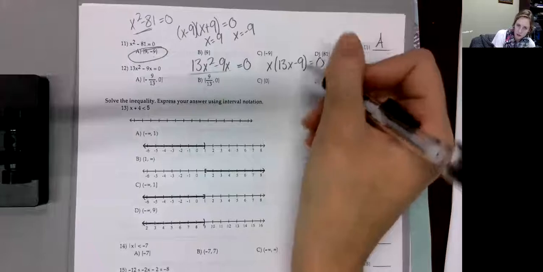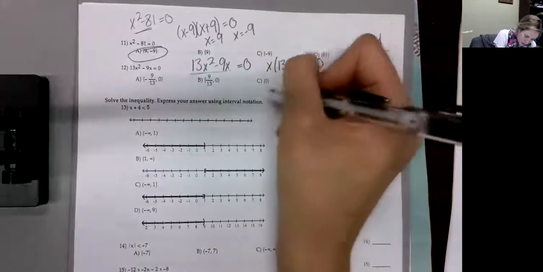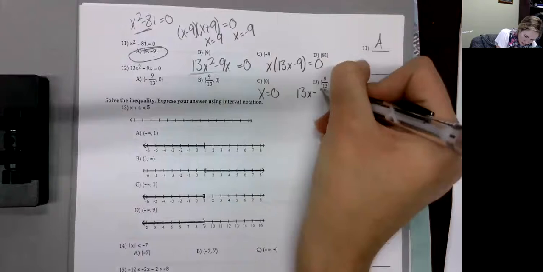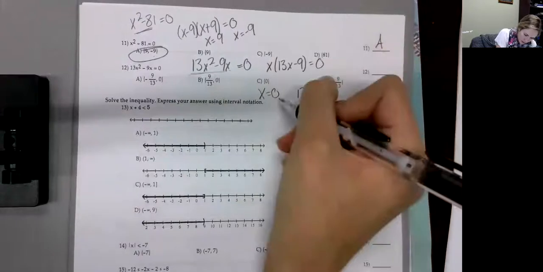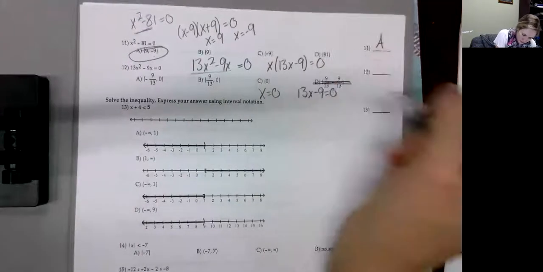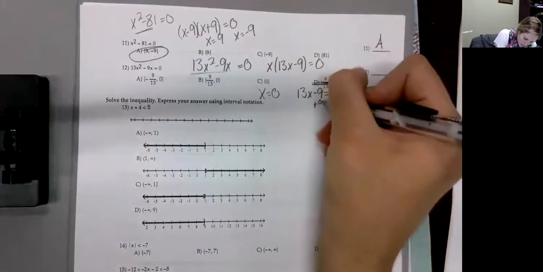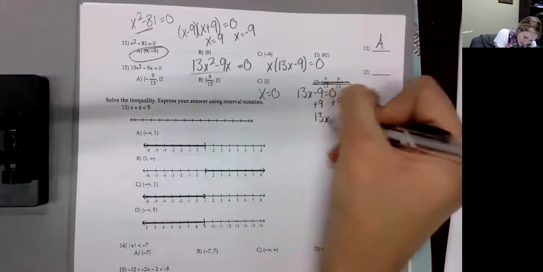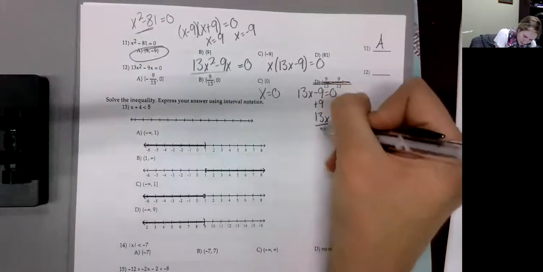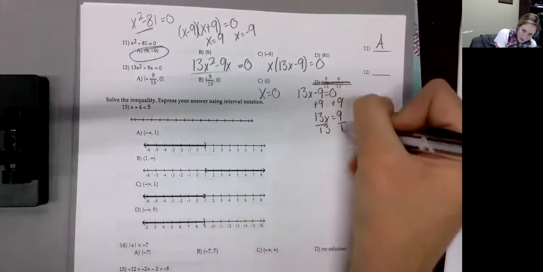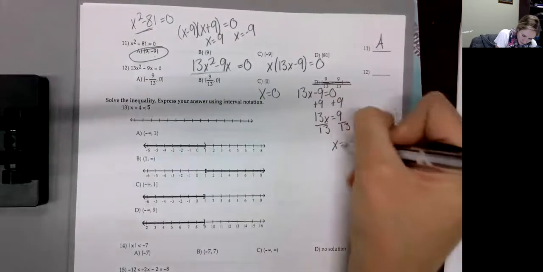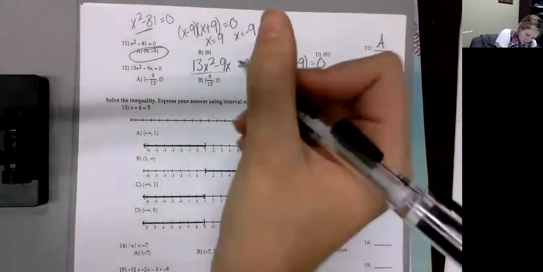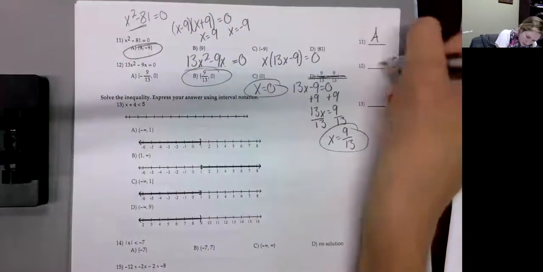So then, just like our other ones, we're going to set it equal to 0. I'd have x equals 0 and 13x subtract 9 equals 0. So one of my answers is 0. This one doesn't have a 0. Okay, I'm going to add my 9 over. So 13x equals a positive 9, divided by 13. So x equals 9 over 13 and 0. So positive 9 over 13.